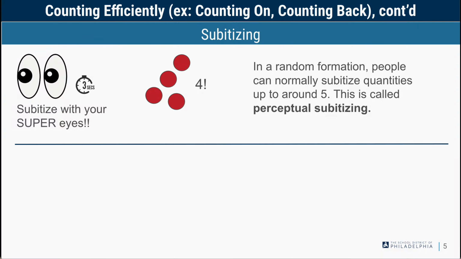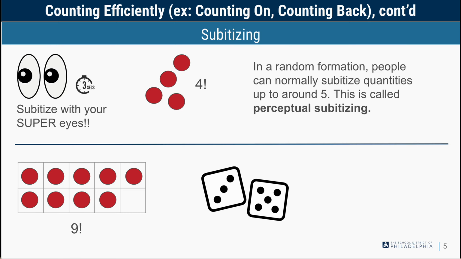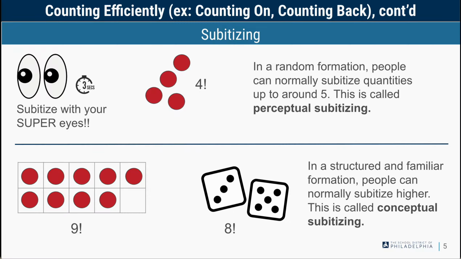Sometimes when we subitize, there's structure to support this. For example, if I look at this 10 frame quickly and see that there are 9, I might have seen this as 5 on the top and 4 on the bottom makes 9, or I could see this as a 10 frame with 1 empty, so I know that 10 minus 1 makes 9. We also are subitizing when we roll dice. So if I were to roll 2 dice like this, I would see that there are 3 pips on one and 5 on the other, so 3 plus 5 makes 8. The consistent structure or formation of the pips on the die help me see those quantities quickly.